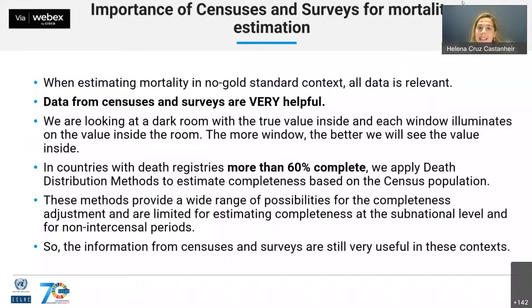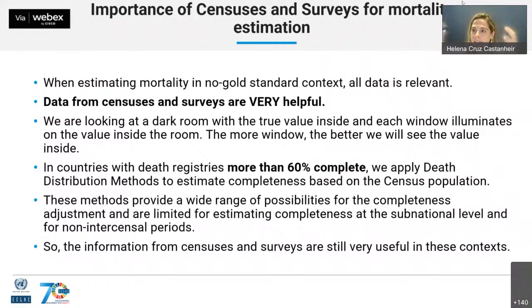So having surveys and census that ask about mortality is a clue and helps a lot, even in the context when we have some CRVS data, but we need to do this completeness assessment. The questions and information from census and survey help us with the estimates. So they are very useful in this context. The way we see it is like having a dark room with the true value inside, and the CRVS information gives us, when it's incomplete, right, a window to see the value inside. The survey gives us another window.